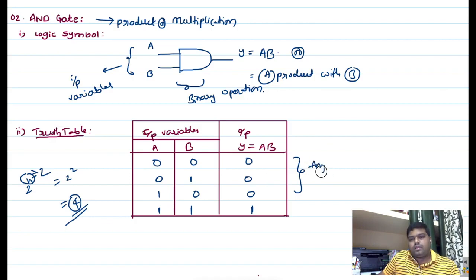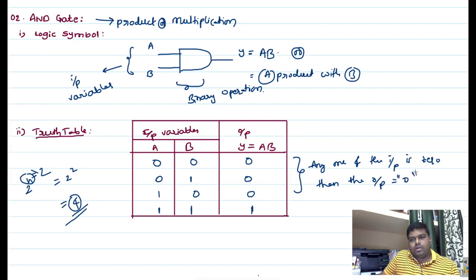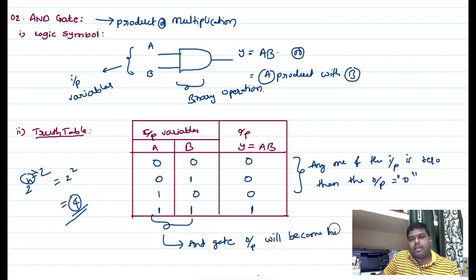Okay, so that is the conclusion from these three possibilities. Any one of the inputs is 0, then the output equals 0, otherwise logic 0, logic low. Okay, in this fourth possibility, we can conclude that the AND gate output will become high only when both the inputs are high. Okay, if both the inputs are high, then only we will get output equals 1. Okay, this is the conclusion from this truth table, right?